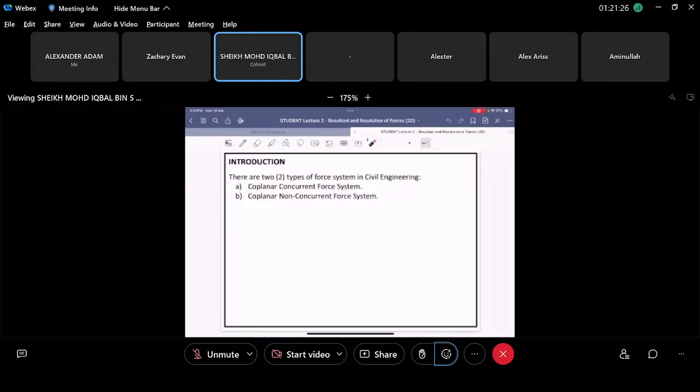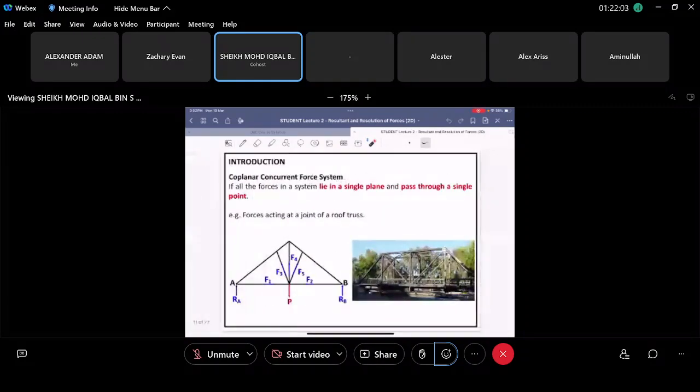So basically, there are two types of force systems in civil engineering. There are common trends in civil engineering, right? Usually the trend is in coplanar concurrent force system and coplanar non-concurrent force system, right? You can combine the different systems together because in the real world, it's not just going to have one system. Sometimes there's a combination of force systems like this one, coplanar and concurrent, or coplanar and non-concurrent, right? So in civil engineering, usually it's just involving these two, coplanar concurrent and non-concurrent, right?